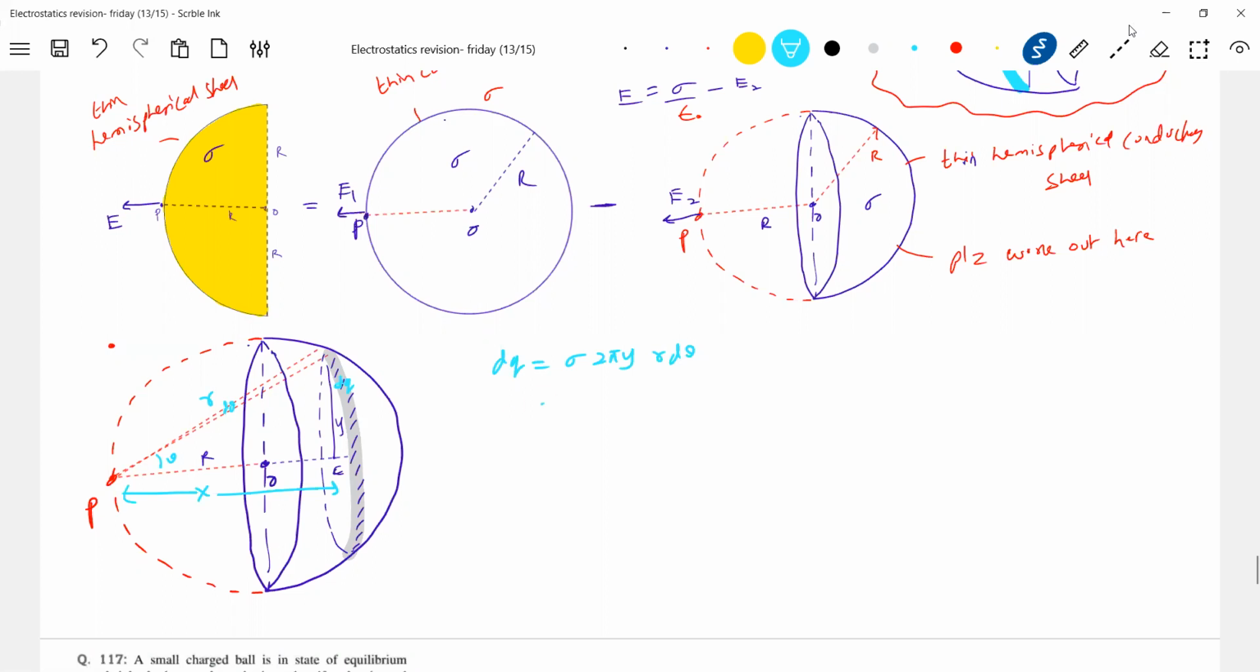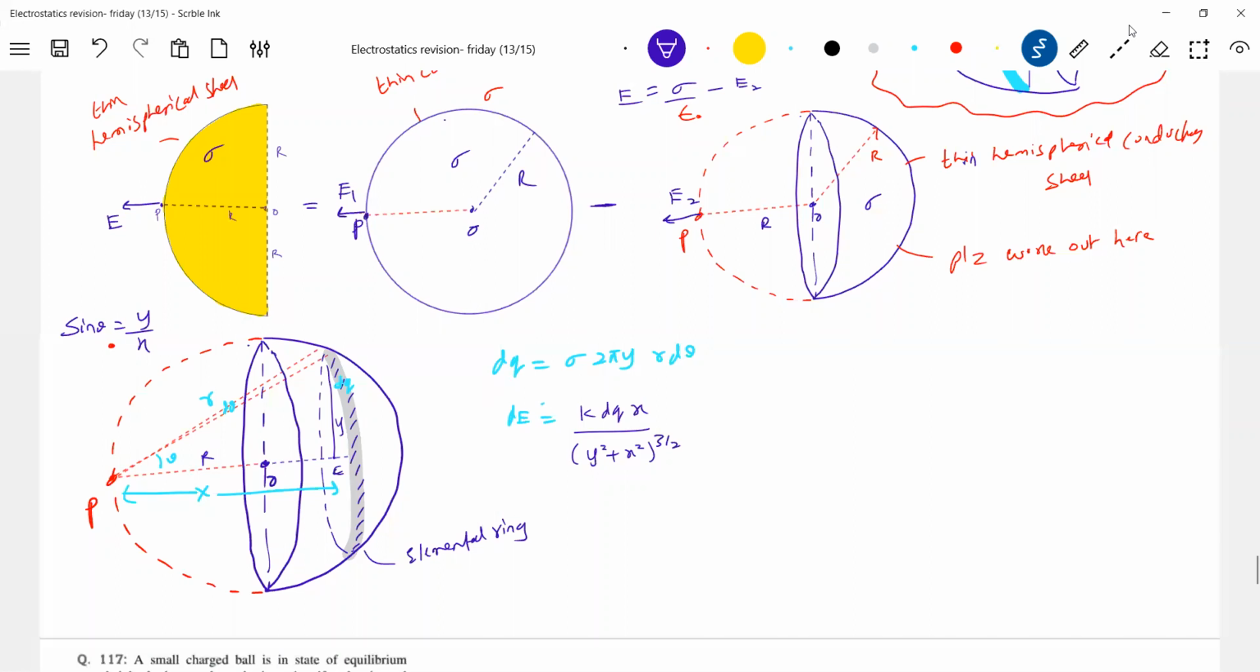So what is dE? dE should be equal to, what is the formula? K dq x by y square plus x square to the power of 3 by 2. Will I agree with this? There's a ring, no? Sine theta. So let's take the mathematics. Sine theta equals y by x. So what all y is there? I'll write x sine theta.